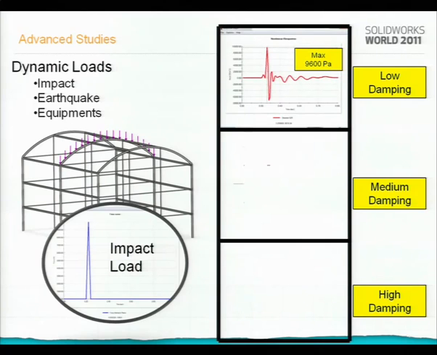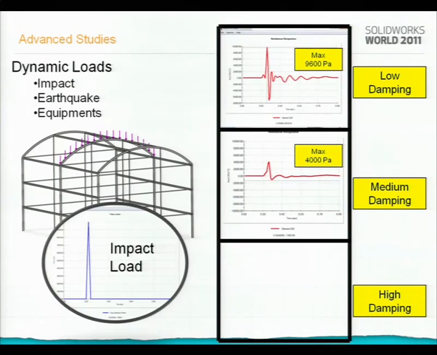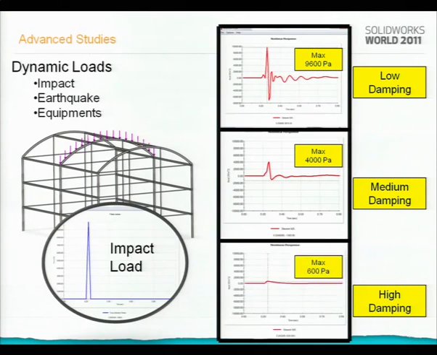I got 10,000 Pascal. With the medium damping, in SolidWorks Simulation there is only a field where we put 2 numbers, it doesn't matter what they are now, but we have to put 2 numbers, right? Two magic numbers. The medium damping gives 4,000 Pascal, the same structure, the same point, the same load, only changing the damping, and with the high damping, I only get 600 Pascal. So, damping is playing a very important role in the critical.